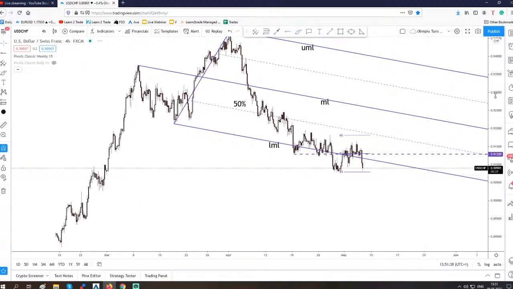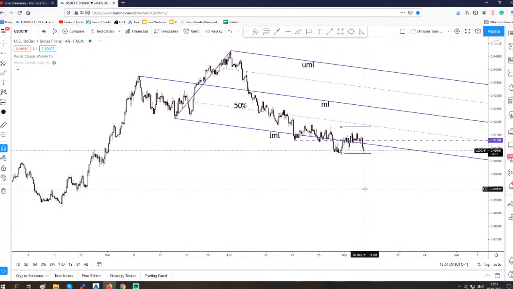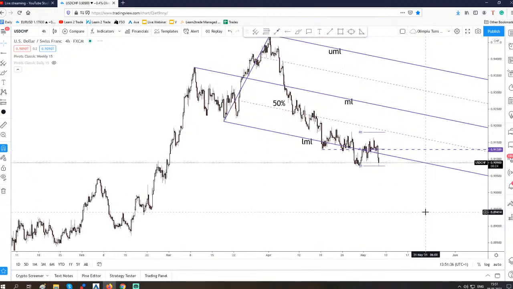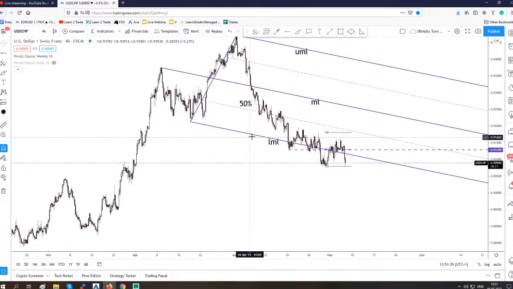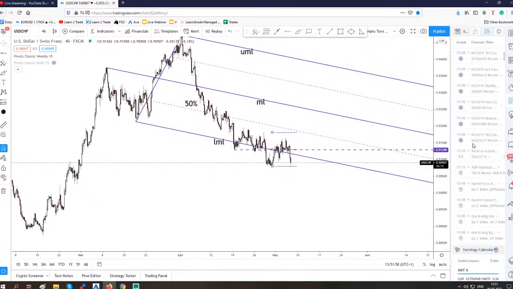So the bias is still bearish here on the US dollar versus the Swiss franc, as long as the price stays also below this lower medium line and a lower low. A valid breakdown here could signal a further decline on this pair. And let's take a look, guys, also on the economic calendar.